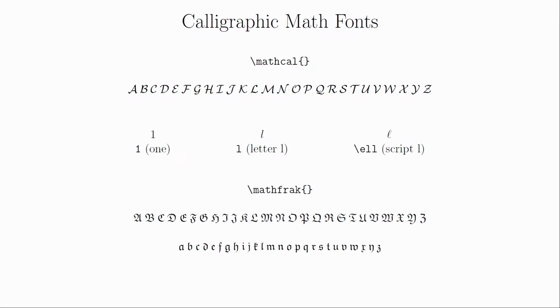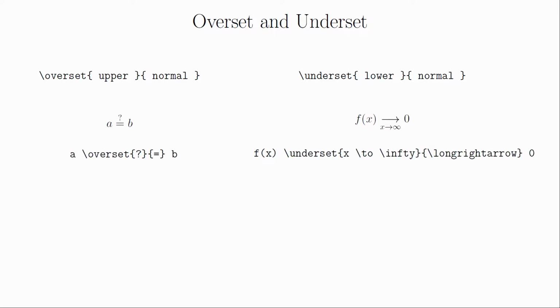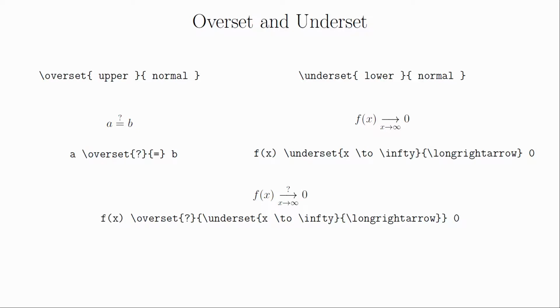And we've already seen the Fraktur font in number theory, but there's a whole alphabet with both capital and lowercase letters. And if this wasn't enough, there are two more commands that can be used for stacking multiple symbols together: overset and underset. The first brackets are for the symbol that will be put either above or below the symbol in the second brackets. If you wanted to get really fancy, you can use both of these at the same time.